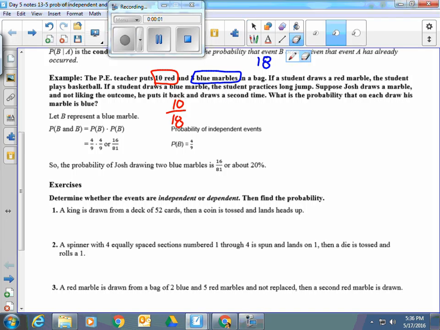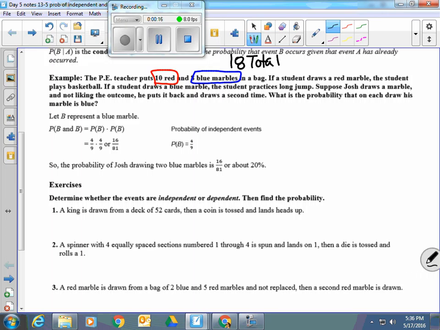Okay, so in here we have a PE teacher who puts 10 red marbles and 8 blue marbles in a bag. How many total marbles do we have? Good, we have 18 total marbles. If a student draws a red marble, the student plays basketball. If they draw a blue marble, the student plays long jump.